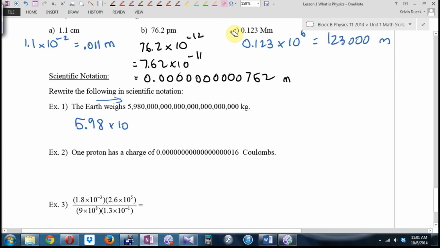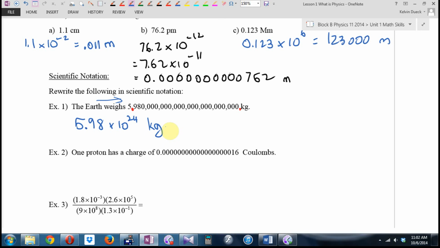A lot of kids make the mistake, they just replace the zeros. Actually, no, I moved the decimal point from here all the way to here. How many spots is that? 1, 2, 3, 4, 5, 6, 7, 8, 9, 10, 11, 12, 13, 14, 15, 16, 17, 18, 19, 20, 21, 22, 23. That number can be written as 5.98 times 10 to the 24th kilograms. Most common mistake is kids just count the number of zeros and say, oh, it's up. No. You have to include the fact that that 9, 8 also got moved back behind the decimal point. That's if you're making a big number into scientific notation.